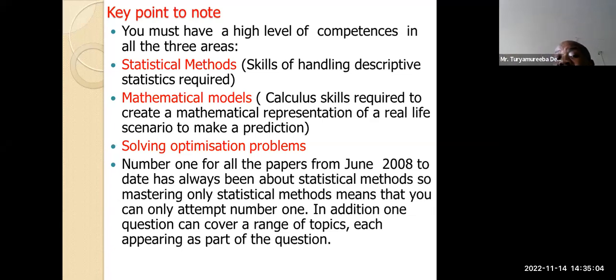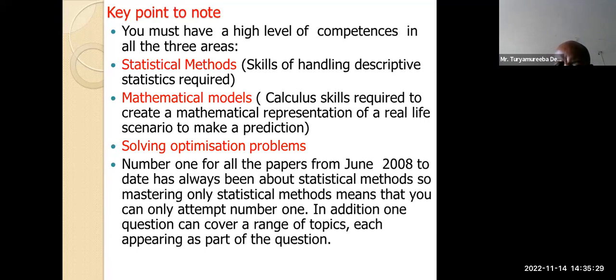And therefore, it is important that as a student of QT, the three areas are balanced. Some people will say, I will not attempt those numbers, I will do my statistics and come out. But understand that the paper will be balanced. Do statistical methods only, you are just doing a third of the paper. Solving optimization problems.